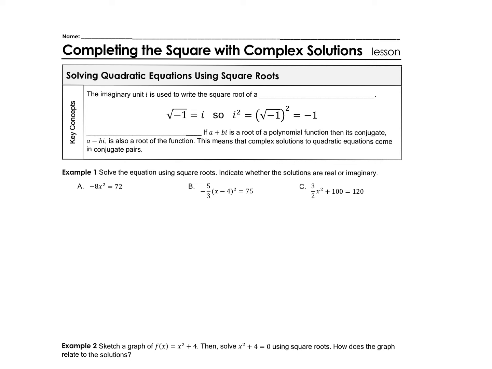Okay, so on this lesson, we're going to be learning another way of solving a quadratic equation. On the front, we're going to review using square roots, and then on the back, we're going to introduce completing the square, which actually uses a square root method at the end.